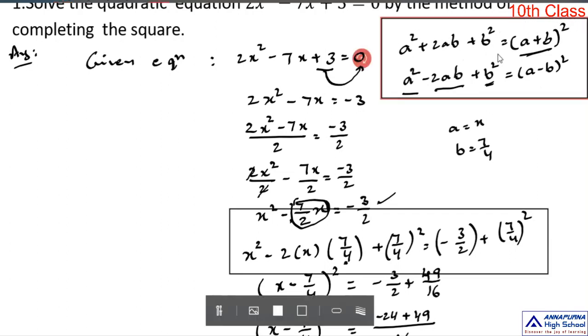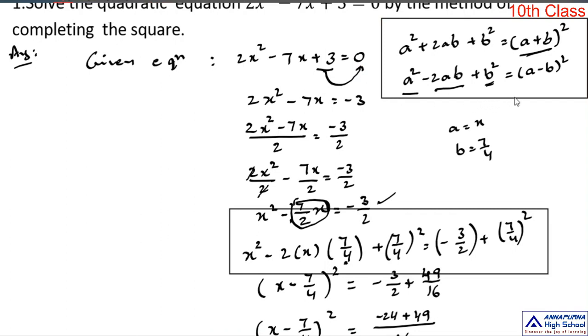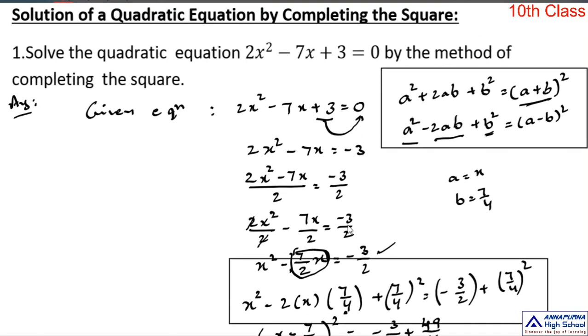a square plus 2ab plus b square is equal to (a plus b) whole square, and a square minus 2ab plus b square is equal to (a minus b) whole square. By using these two identities, we change the left side part of the resultant equation in this step into either (a plus b) whole square or (a minus b) whole square. So this is the completing the square method to find the solutions of a quadratic equation.